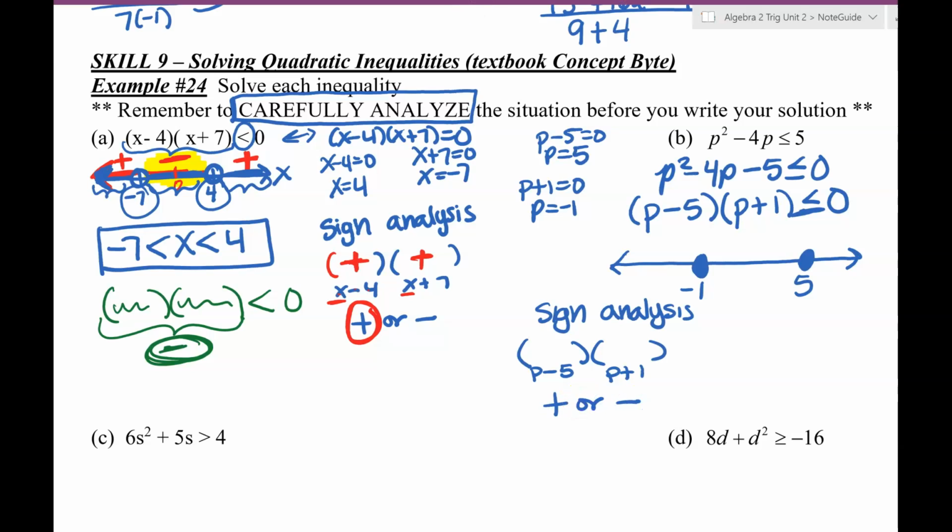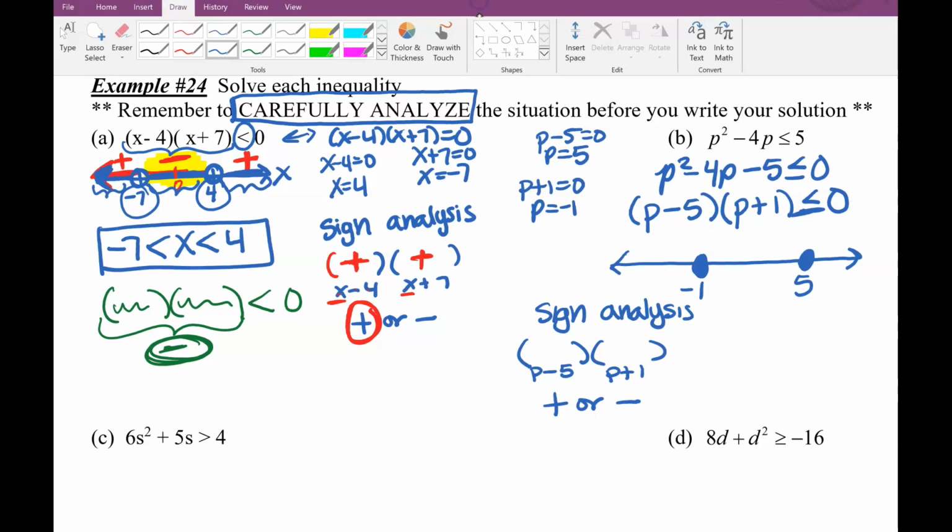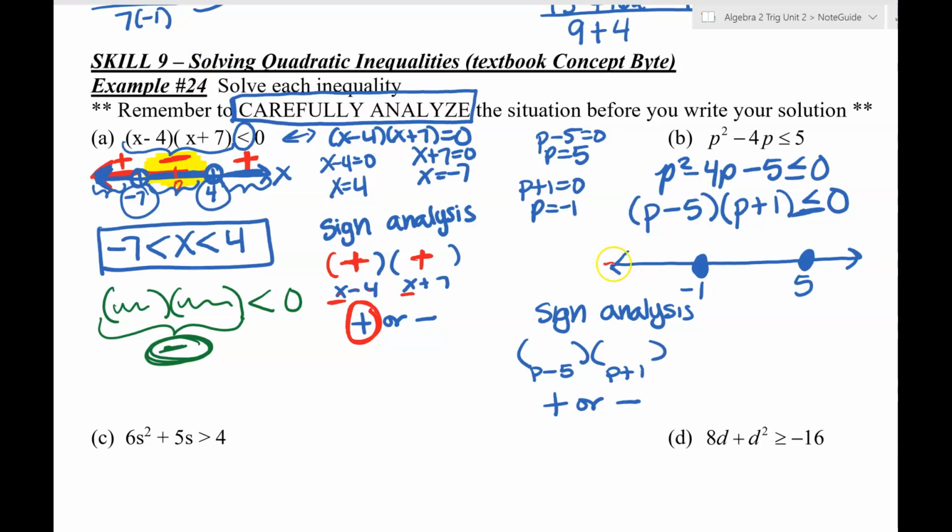So I'm first going to test numbers smaller than -1. So numbers in this section of my number line, I know they'll all work out the same because of the way that the parabola is structured, and I know that they're hitting the x-axis here. So let's say we plug in -3. -3 minus 5 would be negative. -3 plus 1 would be negative. The negative multiplied by the negative would make a positive.